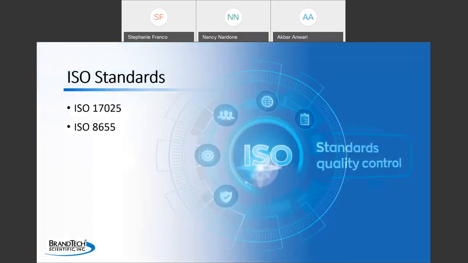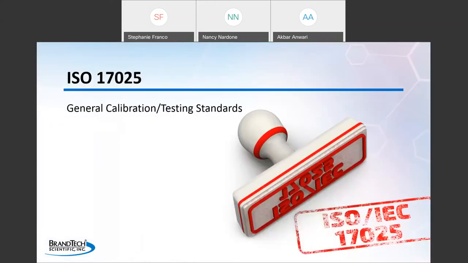Industry standards that relate to calibration are set by the International Organization for Standardization, or ISO, which is a worldwide federation of national standards bodies. And there are two different ISO standards that relate to calibration: ISO 17025 and ISO 8655. The first standard, ISO 17025, is a general calibration standard. Any facility that performs equipment calibrations should be ISO 17025 certified. This means that it's met the standards recommended for a testing and calibration facility.